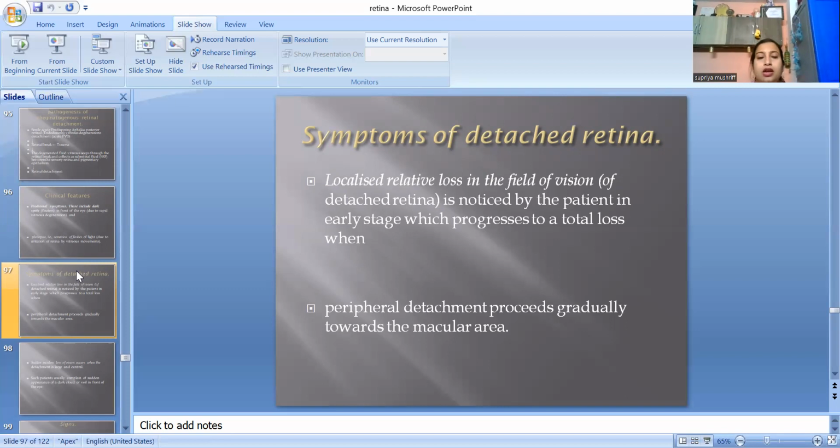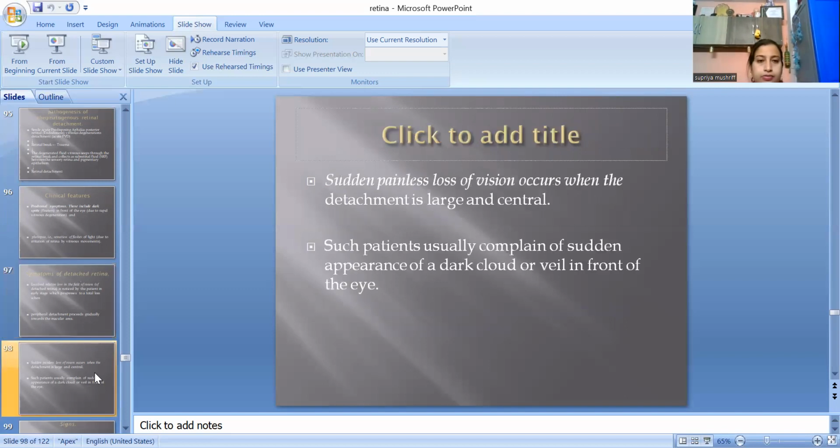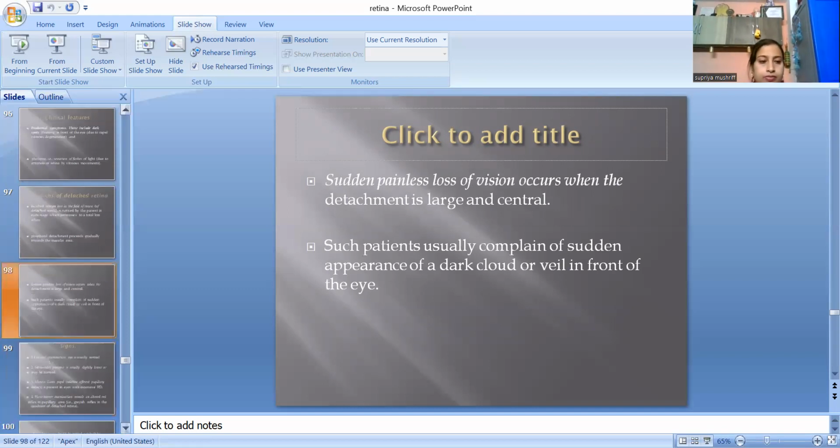Symptoms of detached retina. A localized relative loss in the field of vision of the detached retina is noticed by the patient in the early stage, which progresses to total loss when peripheral detachment proceeds gradually toward the macular area. Sudden painless loss of vision occurs when the detachment is larger and central. Such patients usually complain of the sudden appearance of a dark cloud or wave in front of the eye.